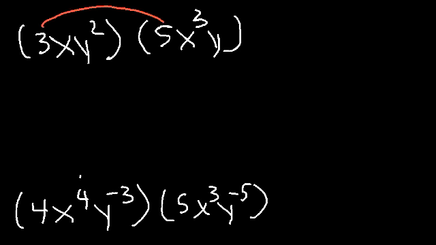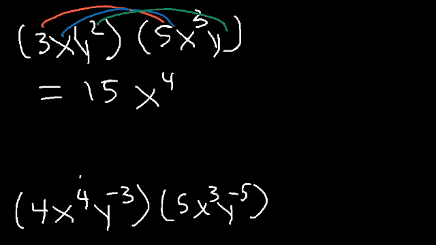3 times 5 is 15. Now what is x times x cubed? If you don't see an exponent, there is an invisible 1. So it's really 1 plus 3, so it's x to the 4th. And here this is y squared times y to the 1st power. 2 plus 1 is 3, so that's going to be y cubed. Now let's try the last example.